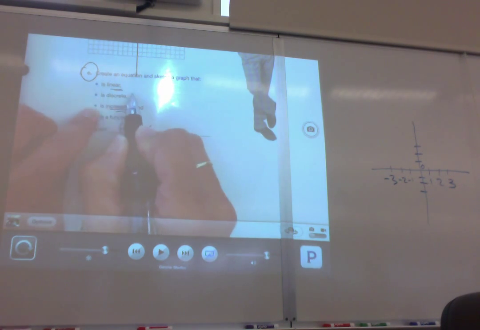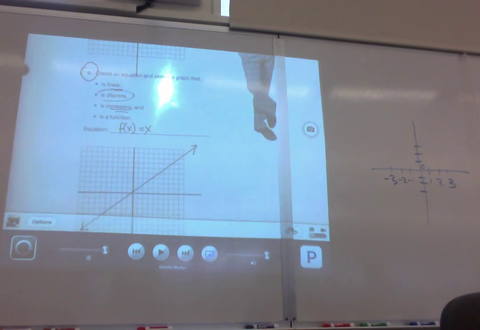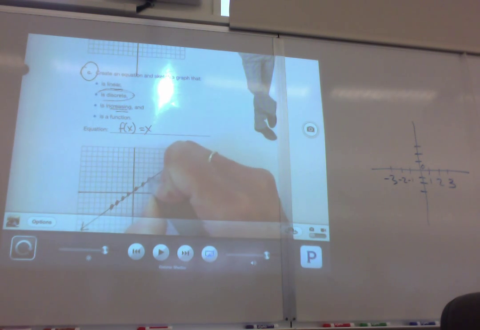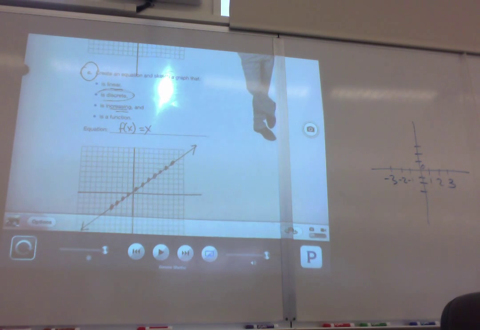Uh-oh, you know what? I keep not doing this discrete. What should we do different if it's a discrete? Instead of having a line, if it's discrete, this should really be a set of points that are lined up in a line. Good. Thank you.